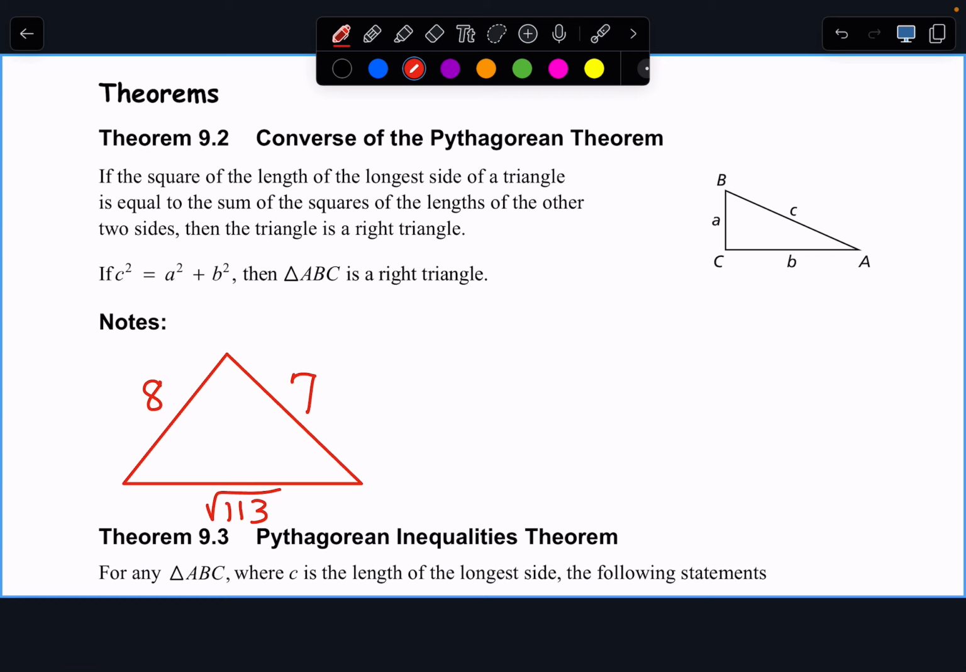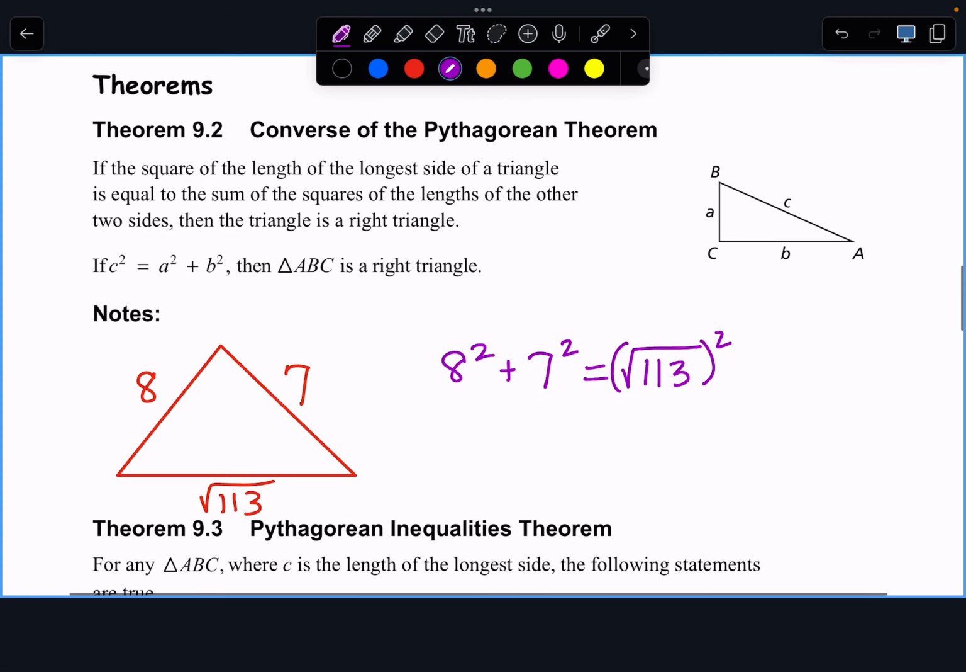Square root of 113 is going to be slightly bigger than 10, almost 11. How do I know that? Because 10 squared is 100 and 11 squared is 121. So 113 is in between 100 and 121, so I know its square root is going to be between 10 and 11. Okay, so is 8 squared plus 7 squared equal to the square root of 113 squared? Yes. 64 plus 49 is 113.